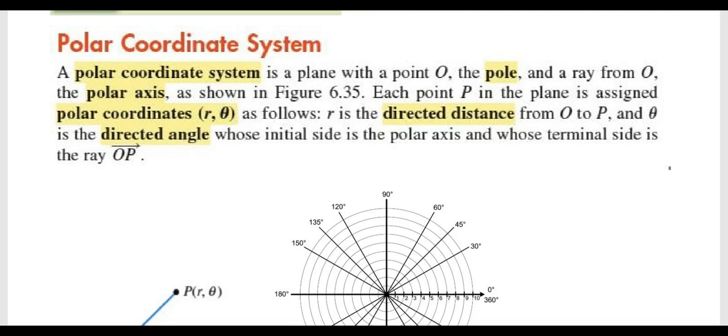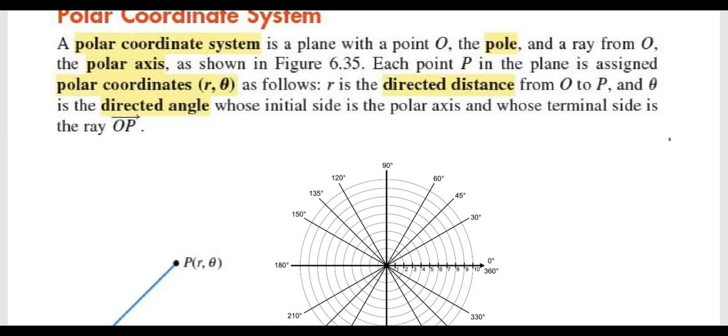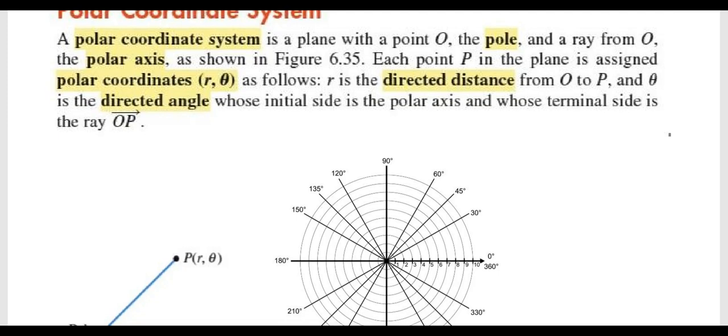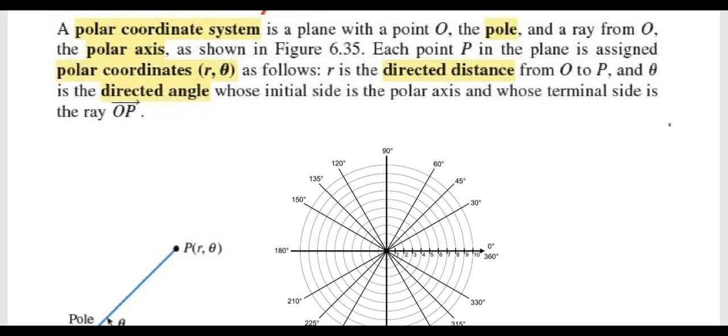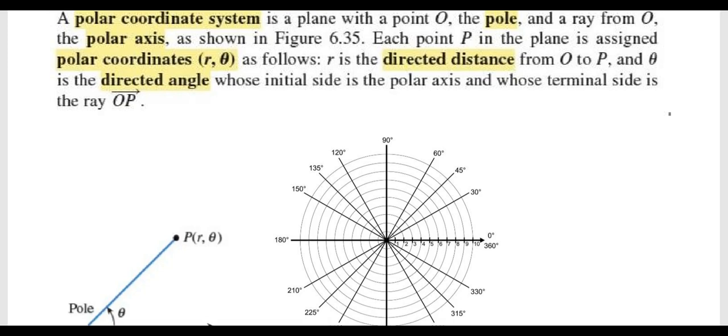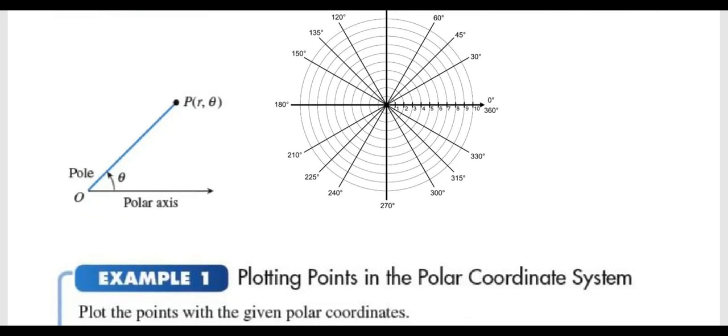Instead of dealing with rectangles, you're going to be dealing with circles. So the center, instead of being called the origin, is called the pole. And every point on that graph has a coordinate with an angle and a radius.